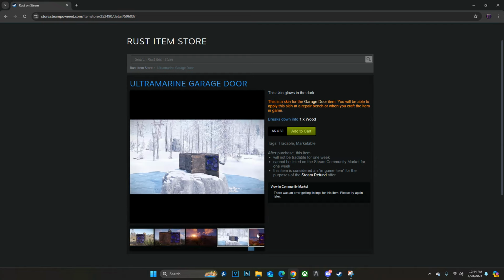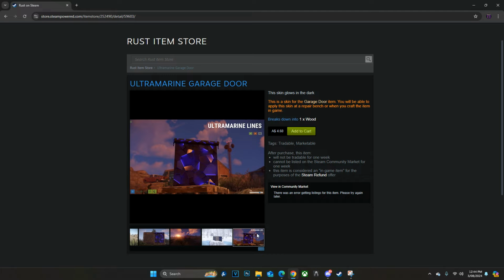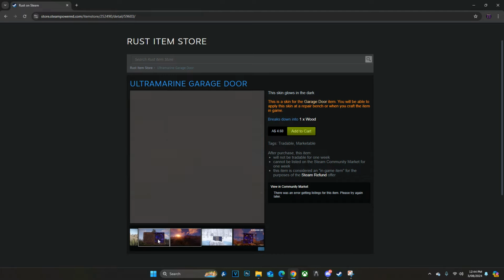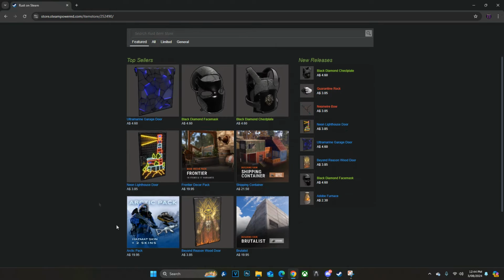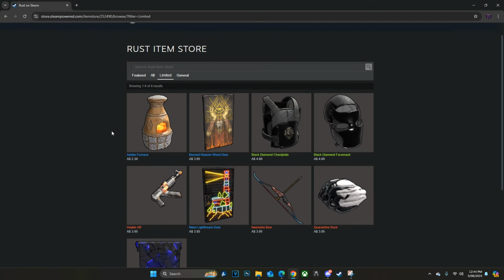Is the set going to continue? Potentially, but even if it does, I just think it's just another glowing skin. It's nothing crazy. It's not blowing my mind. I don't think it's going to perform very well. Not going to recommend investing in anything off of this Rust Item Store.